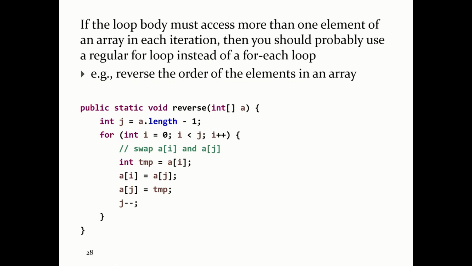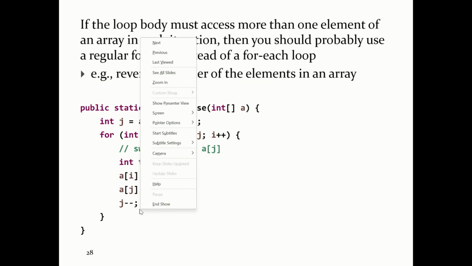If I'm going to remember AI, I can now change AI. So AI now becomes AJ, and AJ becomes the old AI, which is temp. So introduce the third variable, swap your two values, and then continue.